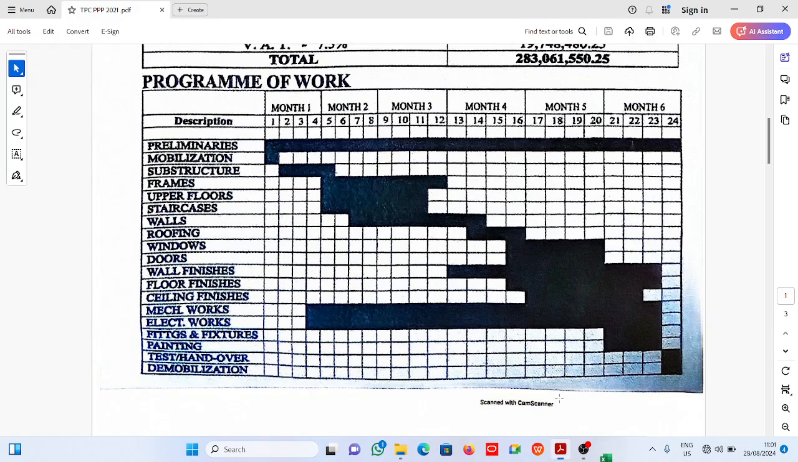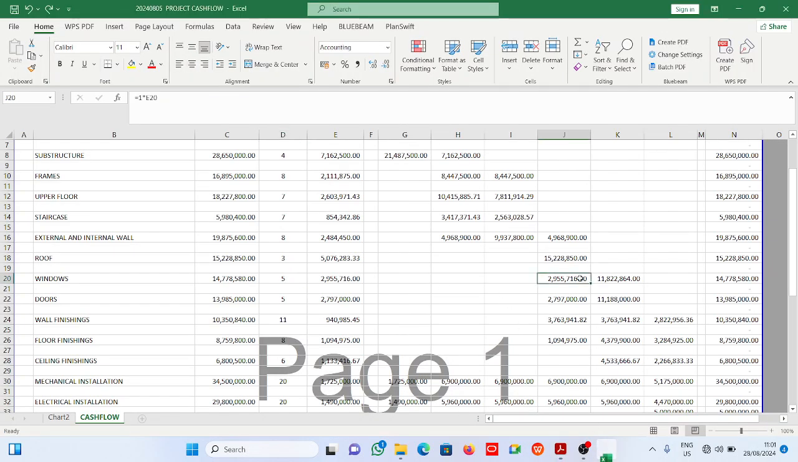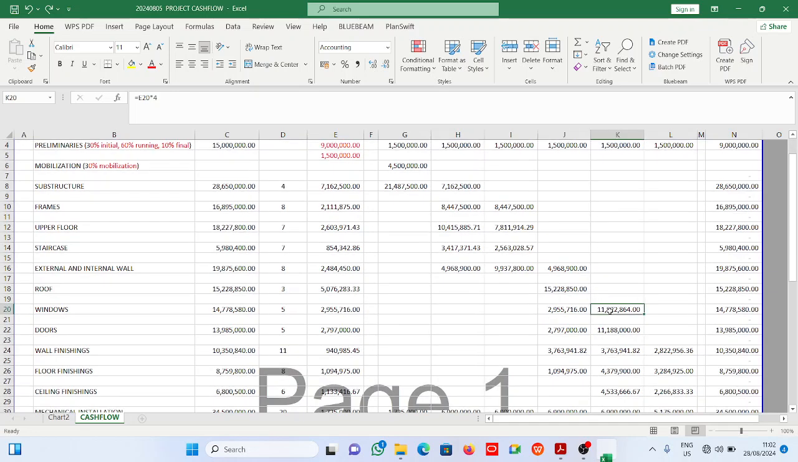If you come here, this is it here, Windows, 5 weeks. Alright. From the program of work, it tells us how to distribute it. Distribution: 1 week in month 4 and 4 weeks in month 5. 1 week in month 4, of course, we've noticed here the cost per week is 14,778,580 divided by 5. We get this. All right, cost. This is cost per week, of course.